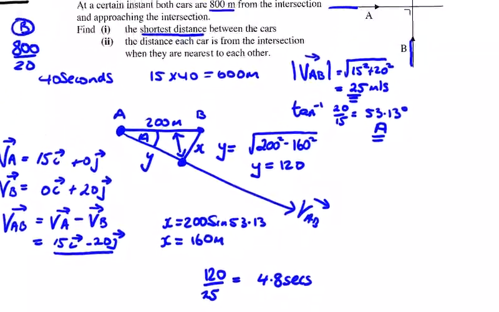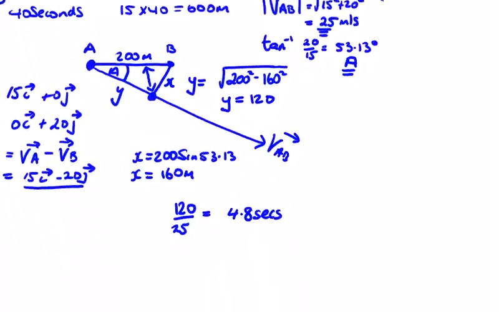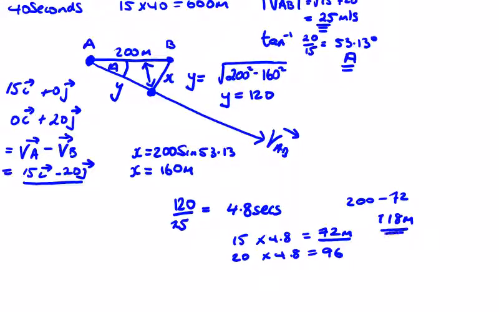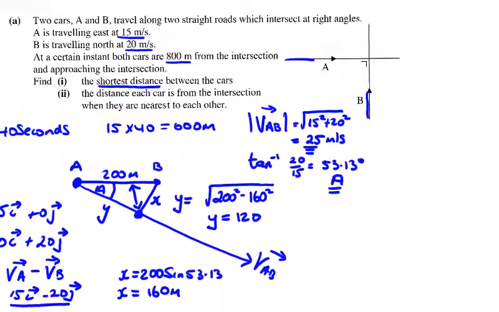So we need to find out, well, A is traveling at 15 and B 20, 15 by 4.8 and 20 by 4.8, and that's 96; 15 5s are 75, minus 3 is 72 meters. So he was 200 meters, 200 minus 72, he's now 118 meters away from the intersection, and this guy is 96 meters past the intersection. That's all I was asking in this question.